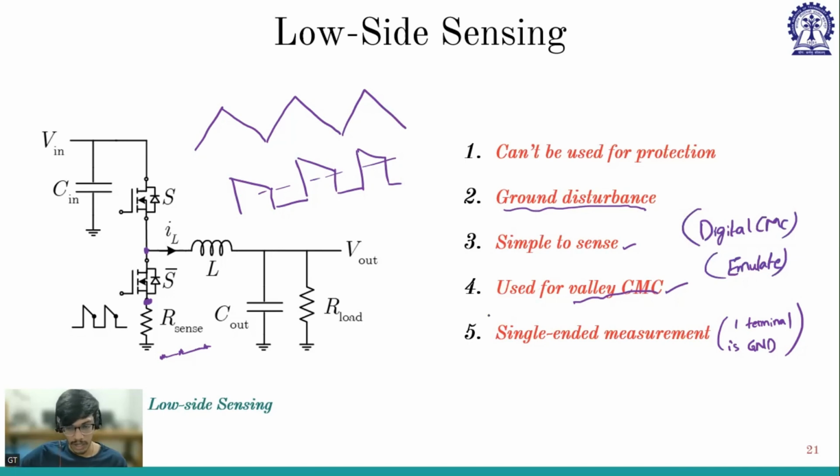The majority of the products use this low side sensing. High side sensing they also use for protection, but for control they use low side sensing, and accordingly they choose their control architectures and everything. Again, this is present in this data sheet.